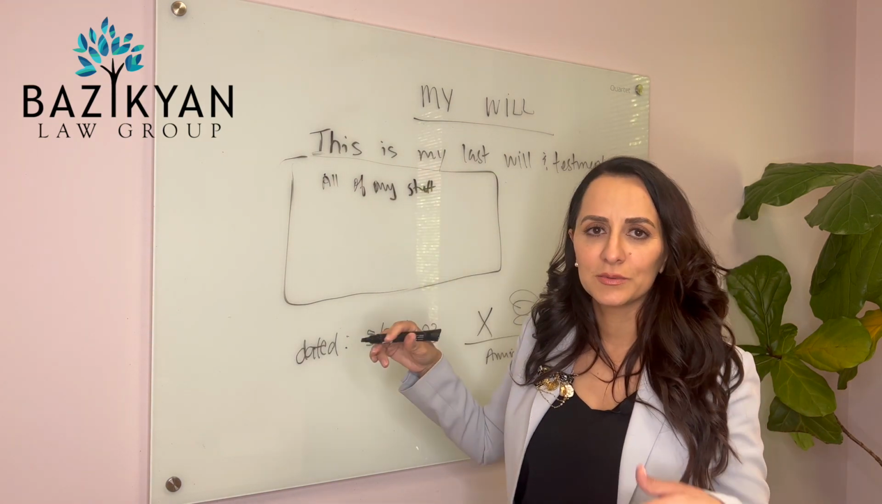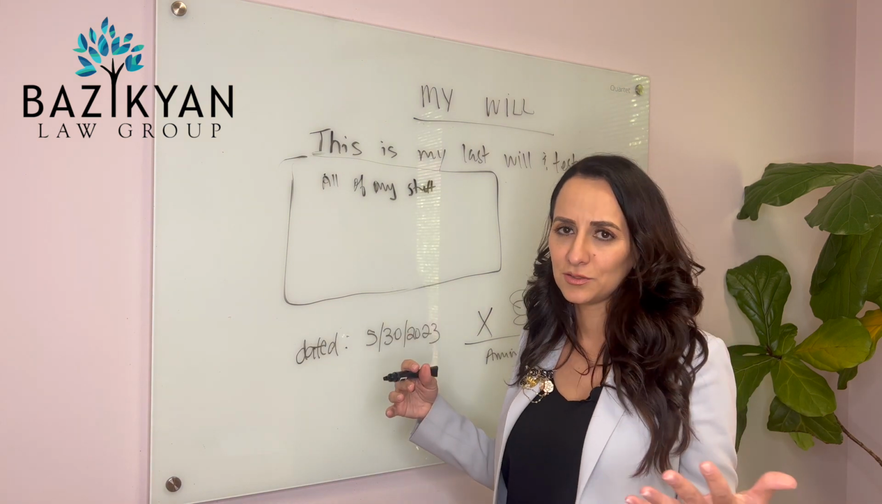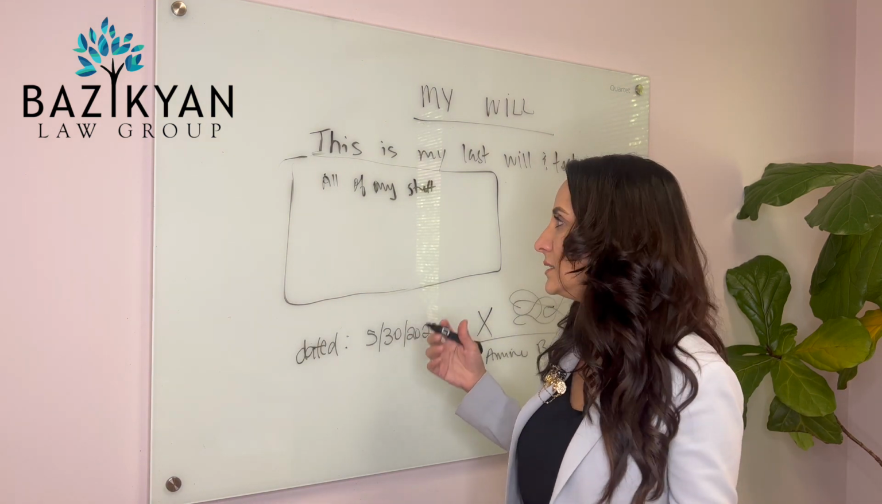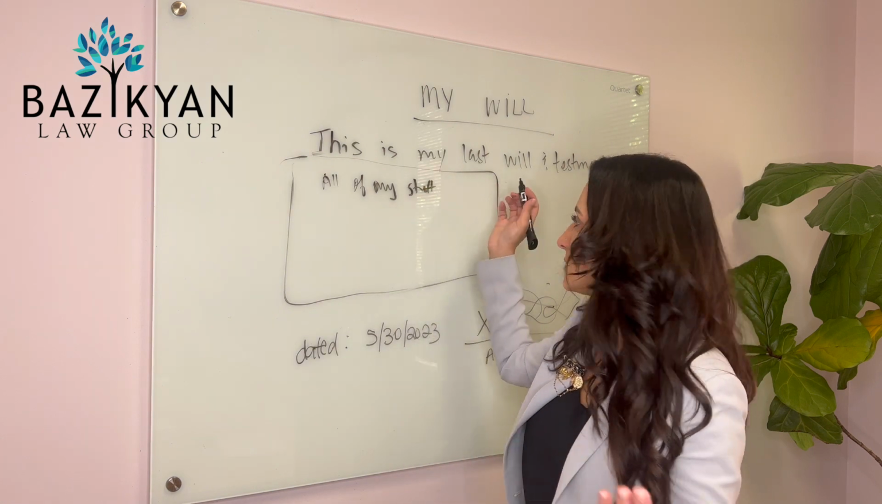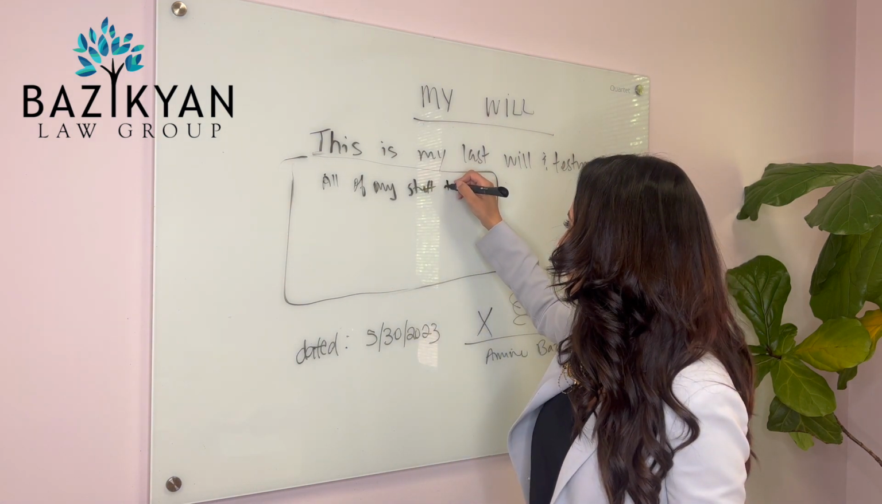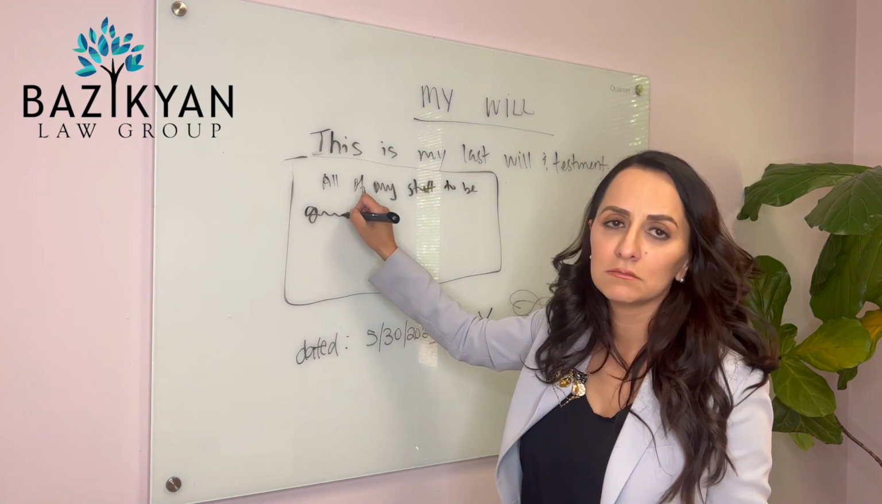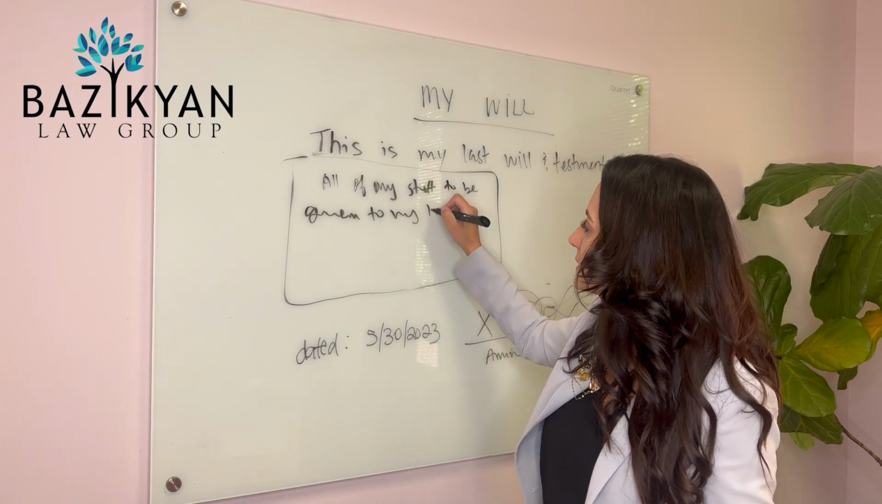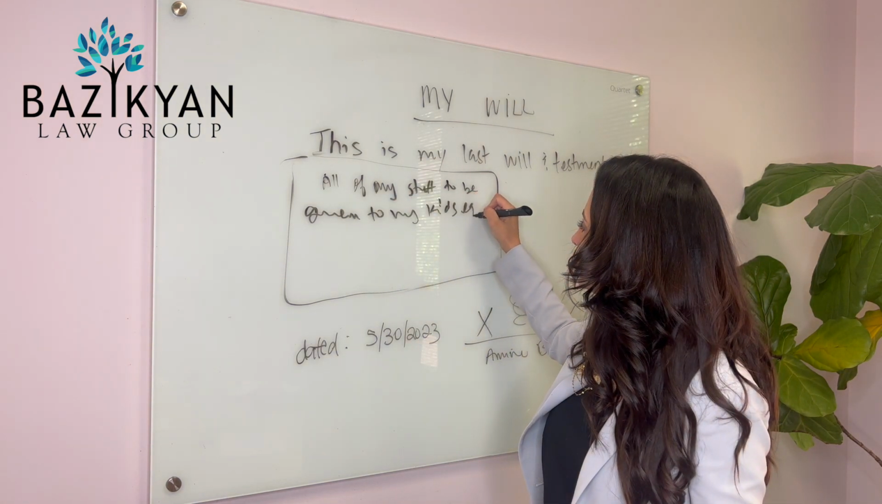Try to use plain English. You don't have to use fancy, what you would think legalese would look like. You could just say something like, all of my stuff to be given, I don't know, to my kids equally.